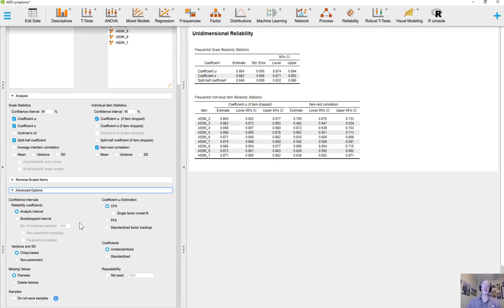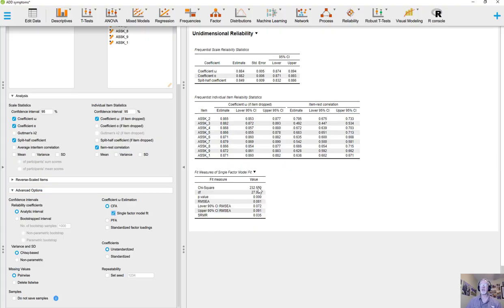Let's take a look at our advanced options. The idea of coefficient omega is that there is a unidimensional scale that underlies that measurement system. In the advanced options, it gives you an option for a single factor model fit. So is there a single factor that underlies that? Here it gives you some results that take a lot of learning to figure out what they mean.